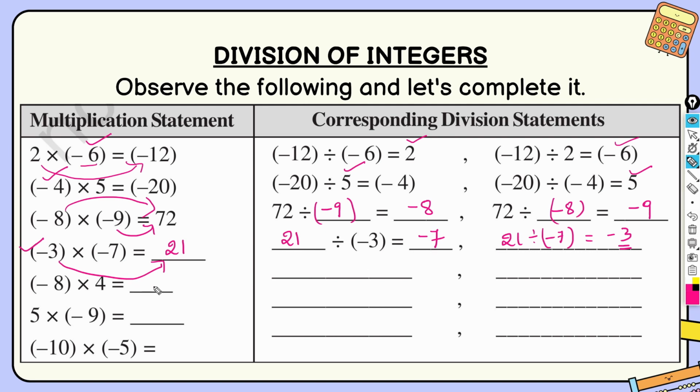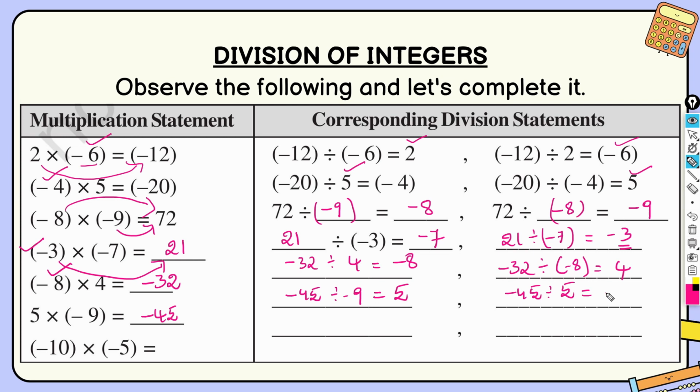So here minus 8 into 4 is minus 32. Minus into plus is minus. So this becomes minus 32 divided by 4, which is equal to minus 8. And if we divide minus 32 by minus 8, the result will be 4. And in this case, 5 into minus 9 is minus 45, plus into minus is minus. So this becomes minus 45 divided by minus 9, which will be equal to 5. Here minus 45 divided by 5 will be equal to minus 9.